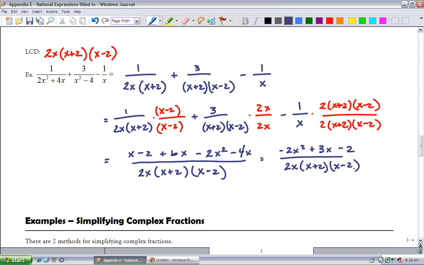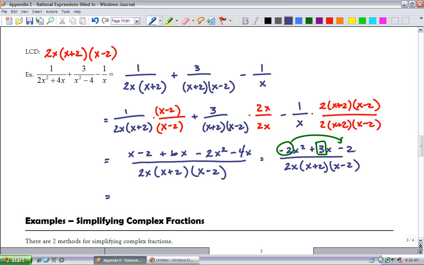Now, once we get to here, what we can do is look for opportunities to reduce, and the only way that's going to happen is if the top here can factor. But in this case it doesn't. Here's how I know. If I multiply negative 2 by negative 2, I get positive 4, and there are no factors of positive 4 that add up to be 3. And if that's the case, then we can't have anything factor. Alright, so we just want to write our answer in the final form.